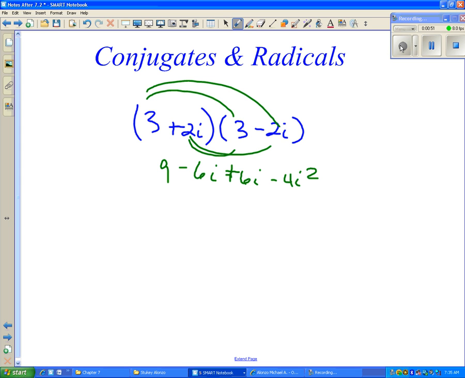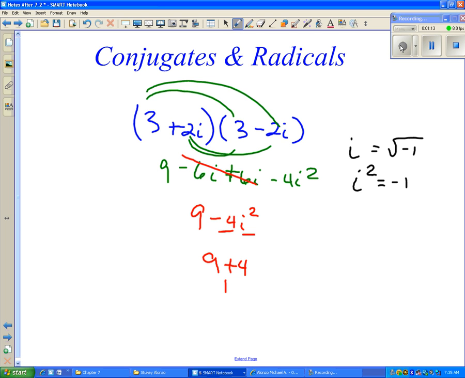Whenever I did complex conjugates, my middle terms canceled out. So I had 9 minus 4i squared. We then remembered that i was equal to the square root of negative 1, so i squared was equal to negative 1. So here I have negative 4 times a negative 1, so that's a positive 4. So 9 plus 4 was 13. Whenever I multiplied by a complex conjugate, I ended up with a whole number, an integer, a positive or negative whole number.